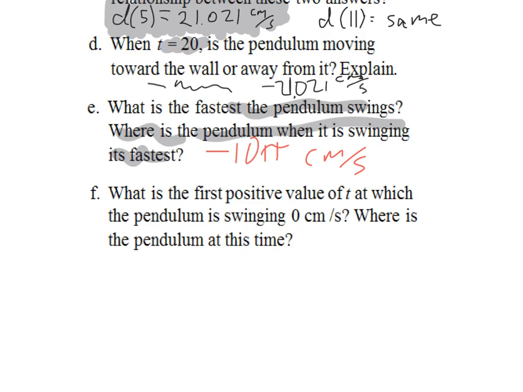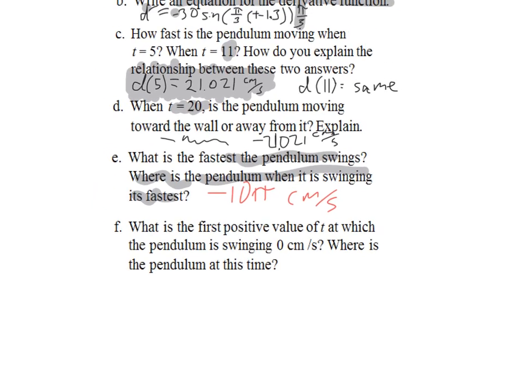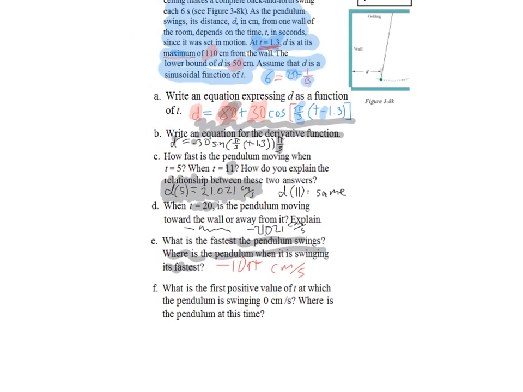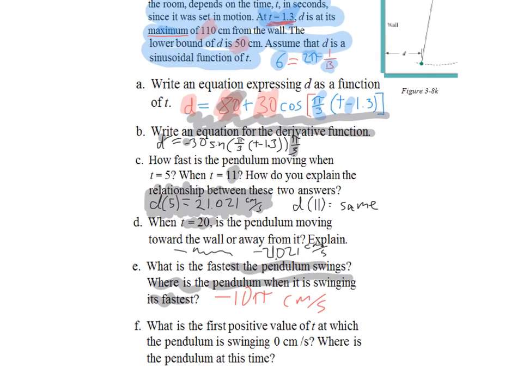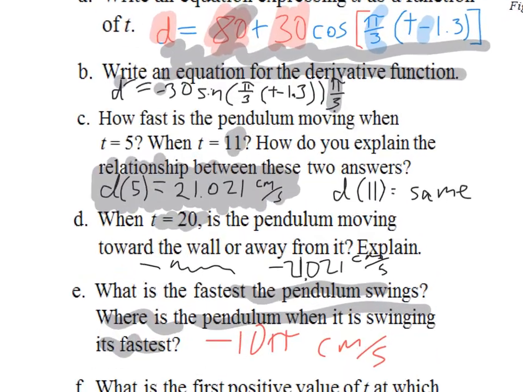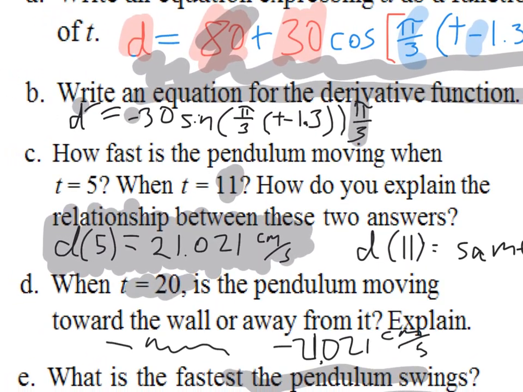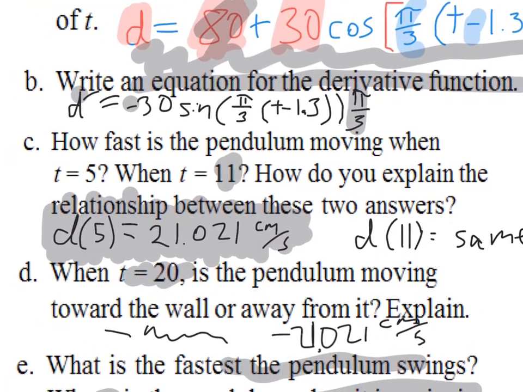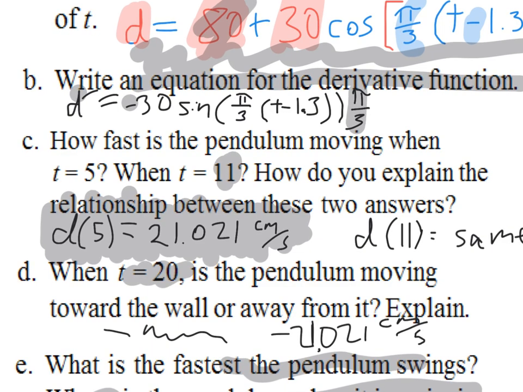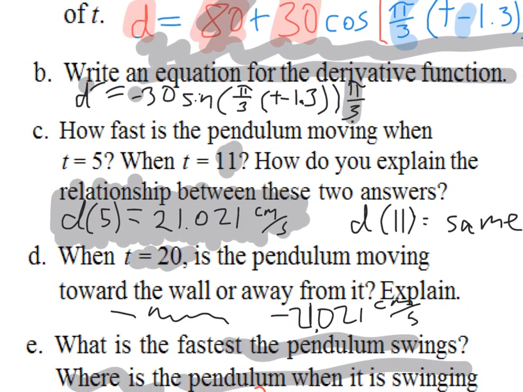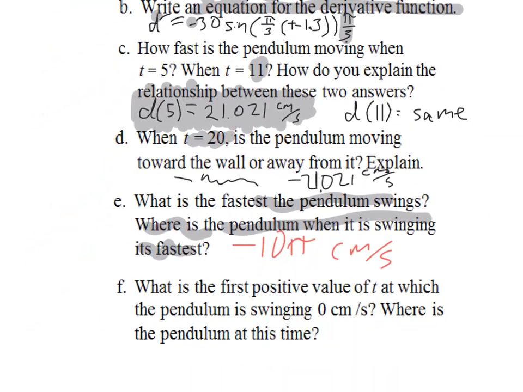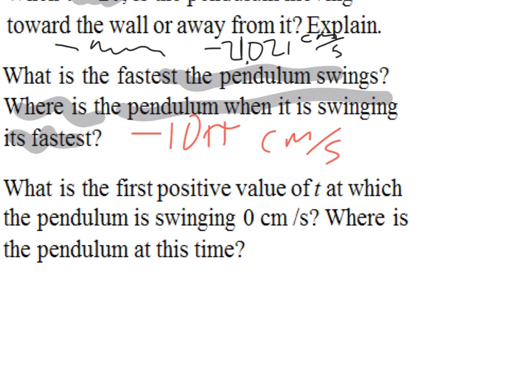But where is it when this happens? Now, in the previous problem, I did talk about the issue of what fastest means. For a physics teacher, I would not have cared about negative or positive. So when does it happen? It happens when sine equals 1 or negative 1. So you're going to let pi over 3 times t minus 1.3 equal pi over 2, or 3 pi over 2. Just for fun, we're going to let it equal pi over 2.